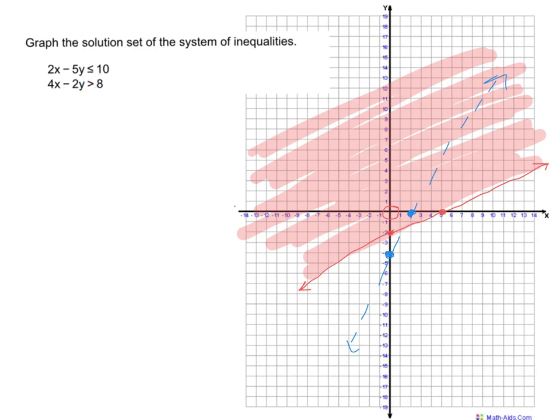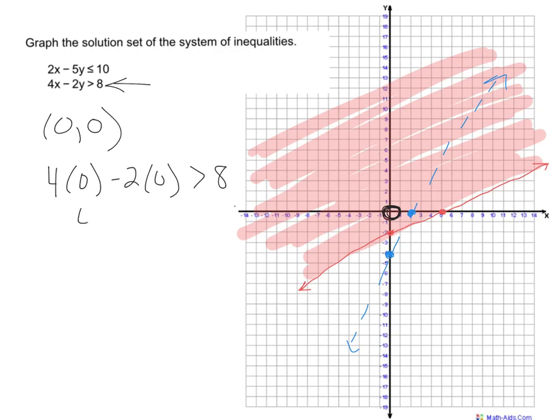To figure out where we shade, we'll first pick a test point, and the test point cannot be on the dotted line. So we can select point (0, 0), which is right here. As you can see, it's not on the dotted line. So we're going to plug in 0 for x and 0 for y into the bottom inequality here to see if the statement is true or false. So I have 4 times 0 minus 2 times 0 is greater than 8. This becomes 0 minus 0 is greater than 8, which is 0 is greater than 8. 0 is not greater than 8, so this is a false statement.